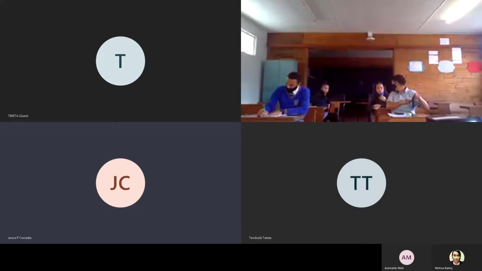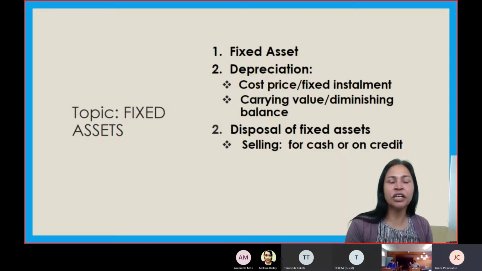Either cash or on credit. Now keep in mind your contra accounts are extremely important, especially when you do your asset disposal account. So for cash, we'll have a bank as a contra account. We'll have debtors control when it is on credit. But we can also trade in our fixed asset, and for that the contra account would be your creditors control.